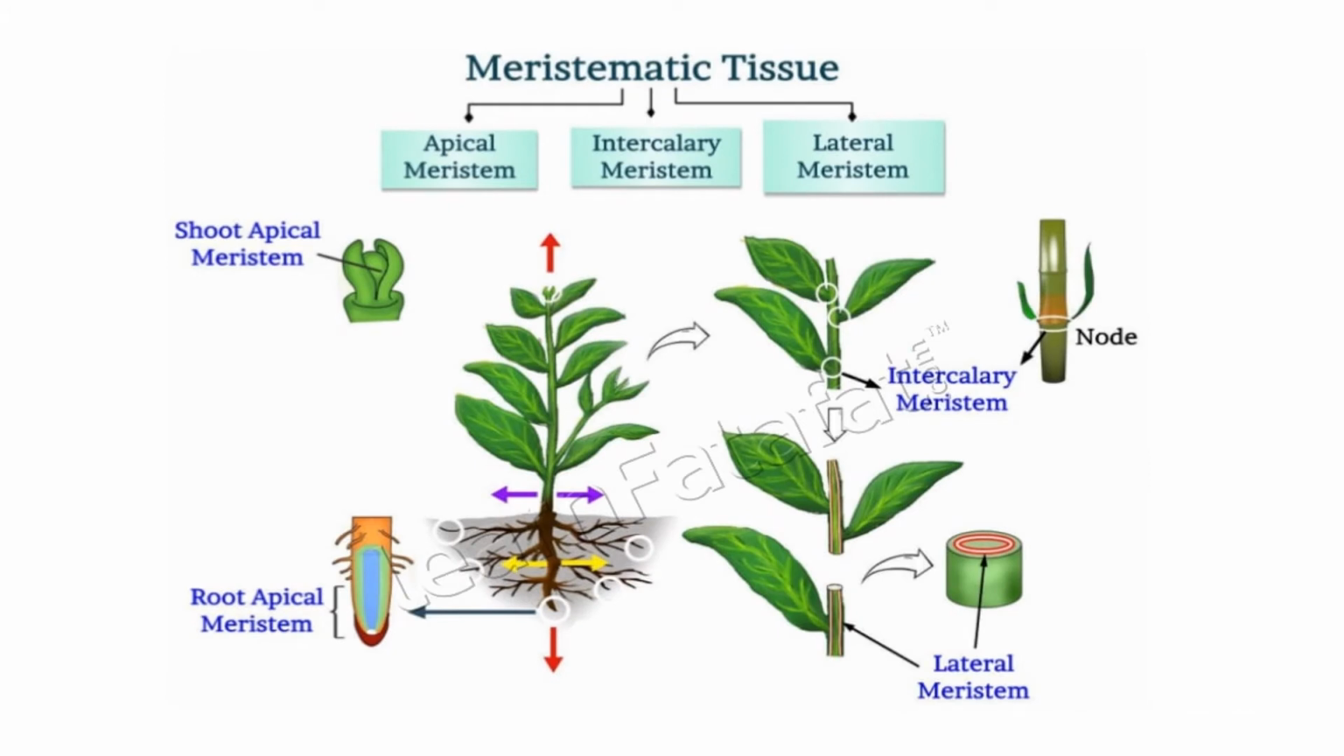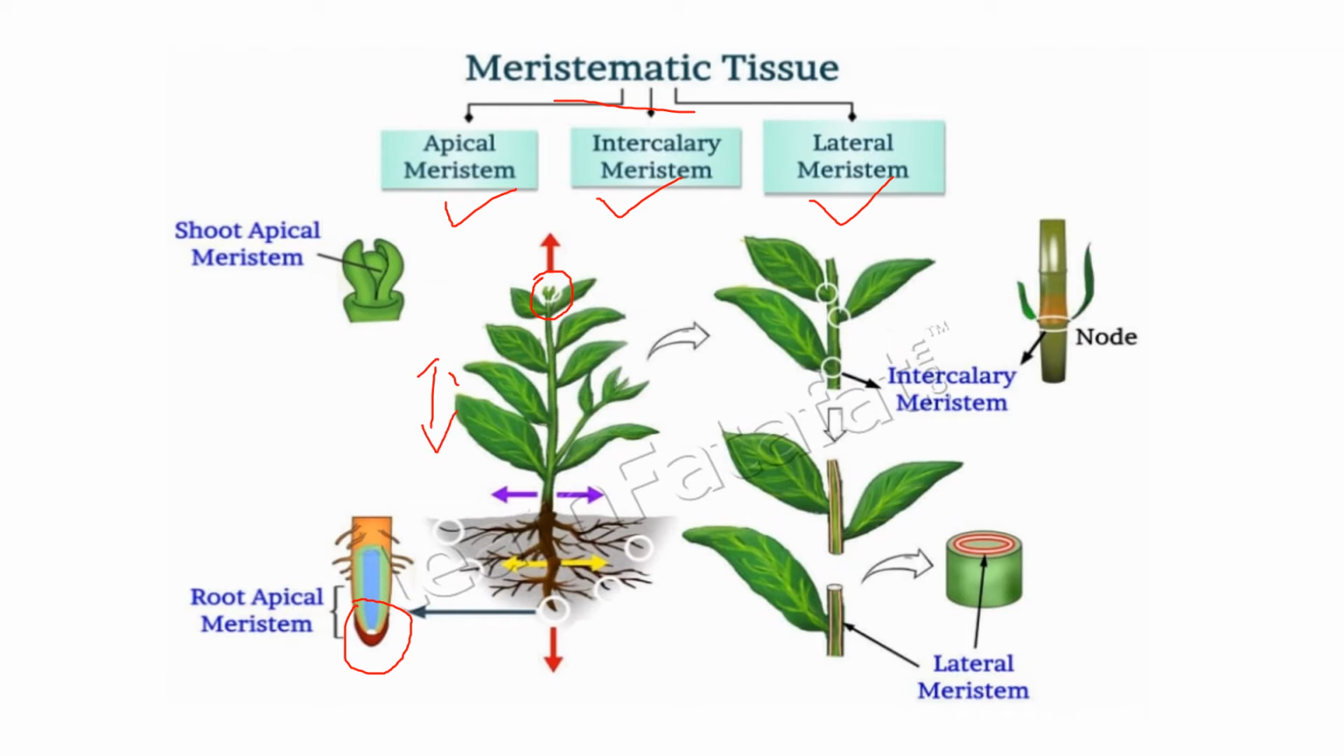Okay, dear students, this image will give you a clear idea about the meristematic tissue. Meristematic tissue is of three types: apical meristematic tissue, intercalary meristematic tissue, and lateral meristematic tissue. Let's quickly see the functions of all these three types. Apical meristematic tissue is present at the tips of the shoot and the tips of the root, so it gives the longitudinal growth of the plant, meaning the vertical growth of the plant.